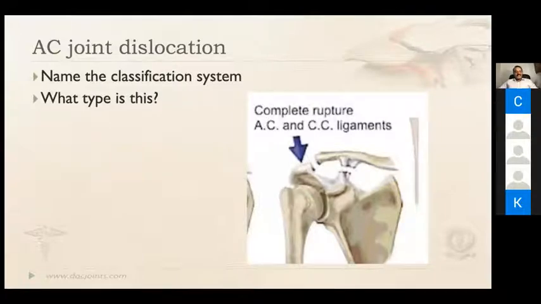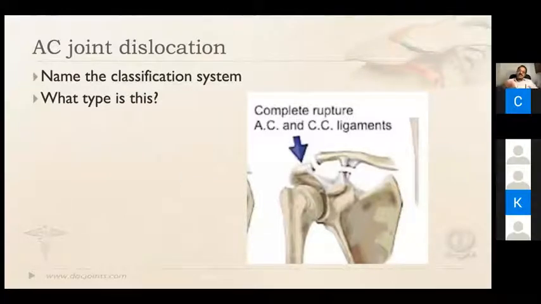What is the name of the classification? Rockwood classification. Good. How many types are there? Six types. Yes, very good. What is this particular type? Fifth type, superior translation. If I show you all the pictures, you will probably change it. Superior means the displacement should be much more. This is hardly away from the upper surface of the acromion, so you wouldn't call it a 5. This is just a 2.